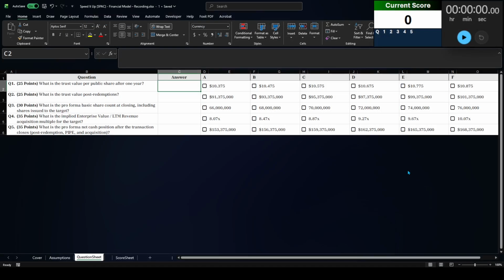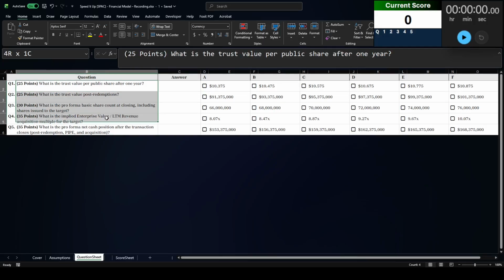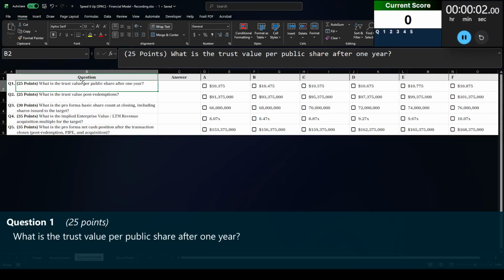Now over here I have my Excel sheet with the 5 answers for this case. As it's a speeded up case, it's supposed to be really quick. So come along with me and let me show you how I solved this case. Here we go. Alright, question number 1 asks, what is the trust value per public share after 1 year?